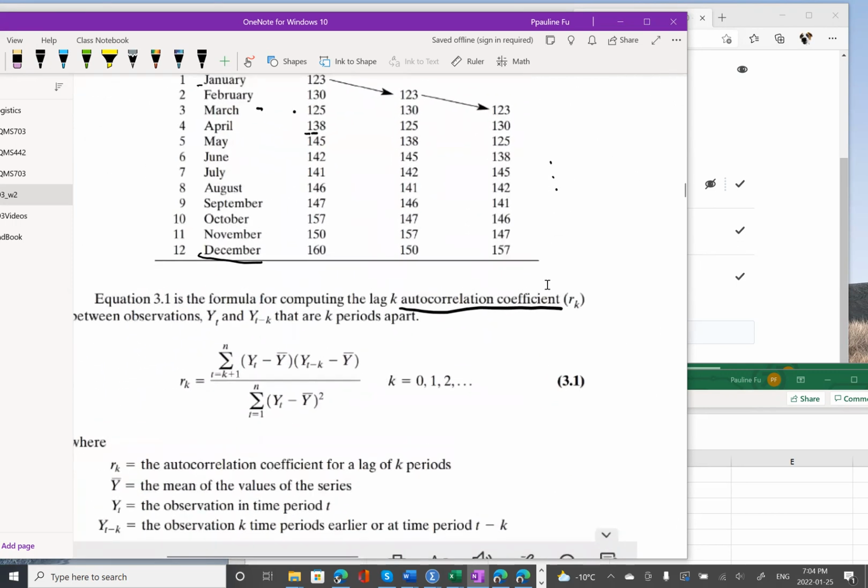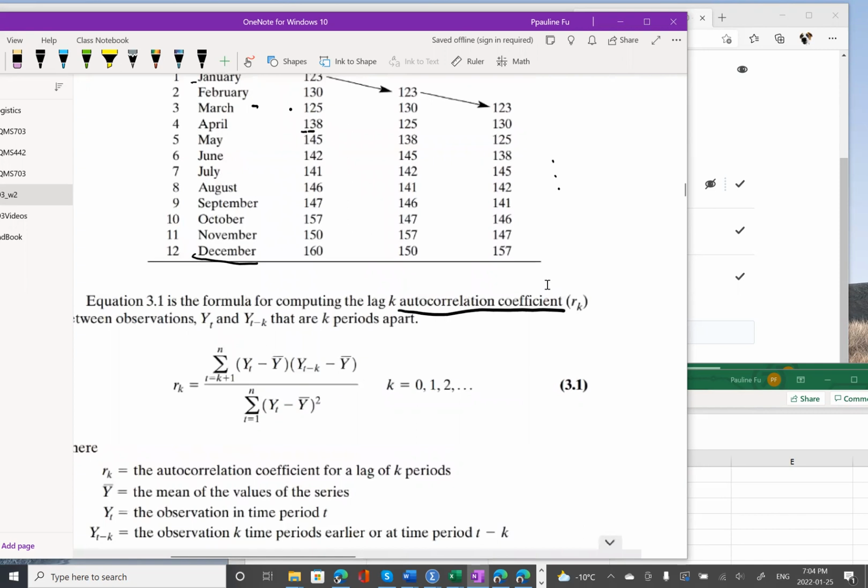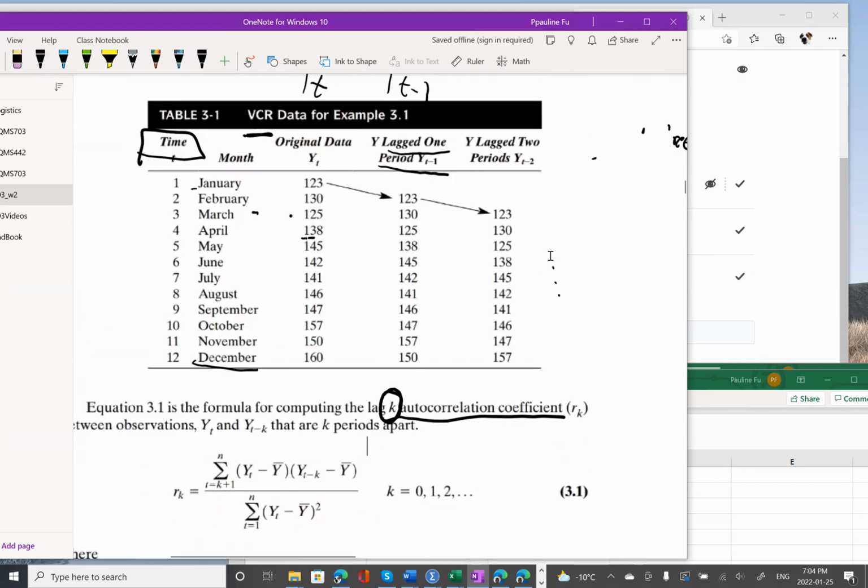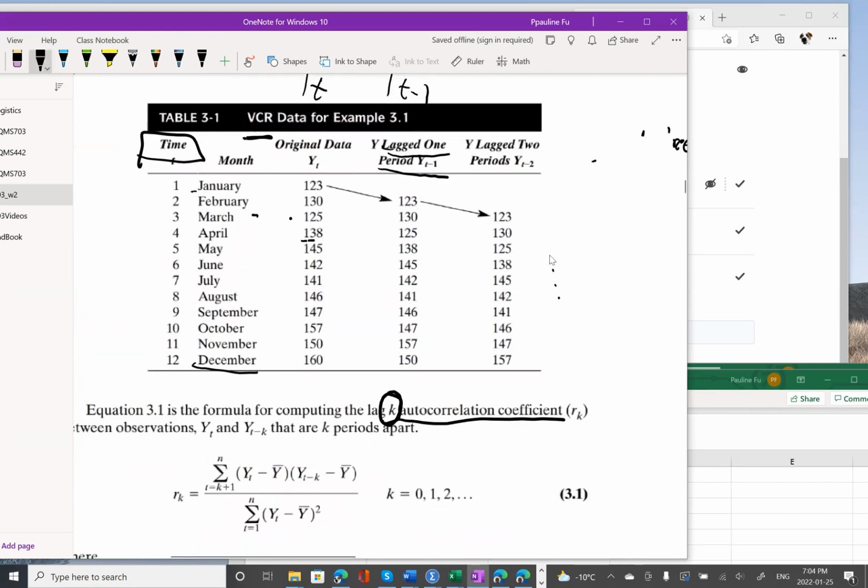It is just a formula. This formula is a little bit complicated because it uses K. It doesn't say 1, or 2, or 3. It is K because this is mathematics, this is statistics. We want to draw a formula that we can apply to a general situation.